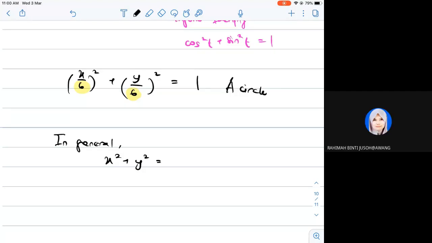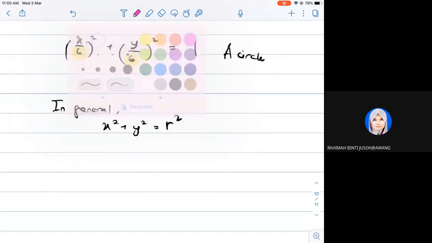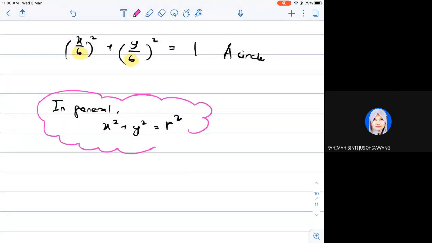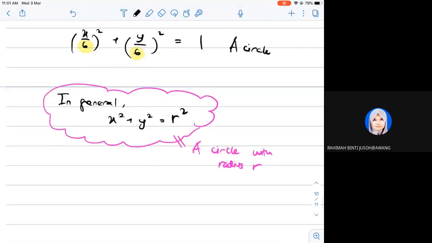Okay, so x squared plus y squared equals to r squared. Okay, this is the equation of a circle in general. Okay, so this representing a circle with radius r. Macam tu. So dalam kes kita ni guys, memandangkan dia punya equation tu sama, the denominators are the same, so we will have an equation like this.